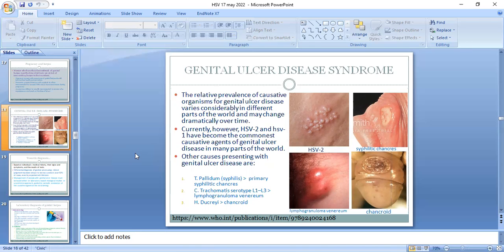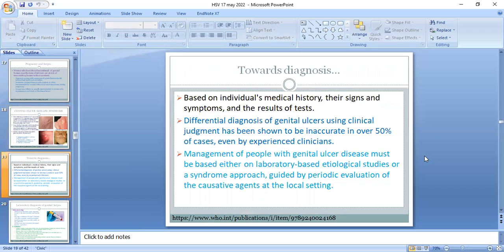In this, they describe that the relative prevalence of positive organisms for genital ulcer disease varies considerably in different parts of the world and may change dramatically over time. Currently, however, herpes simplex virus 2 and herpes simplex virus 1 have become the commonest causative agents of genital ulcer disease in many parts of the world. As shown in the figure, many of these genital ulcers look the same, so it is difficult to identify which organism causes them.